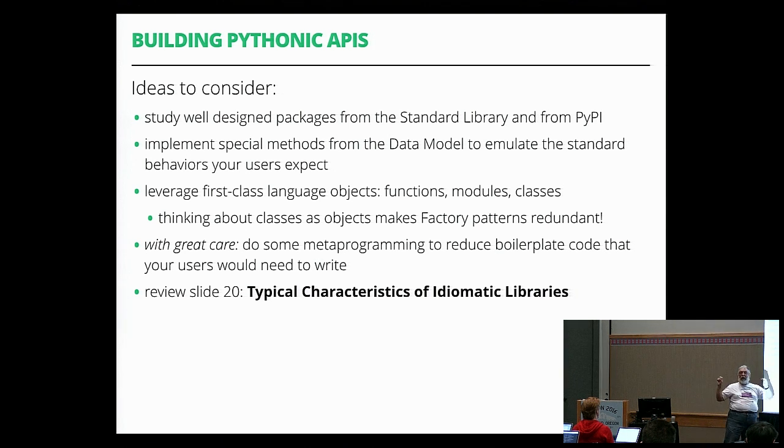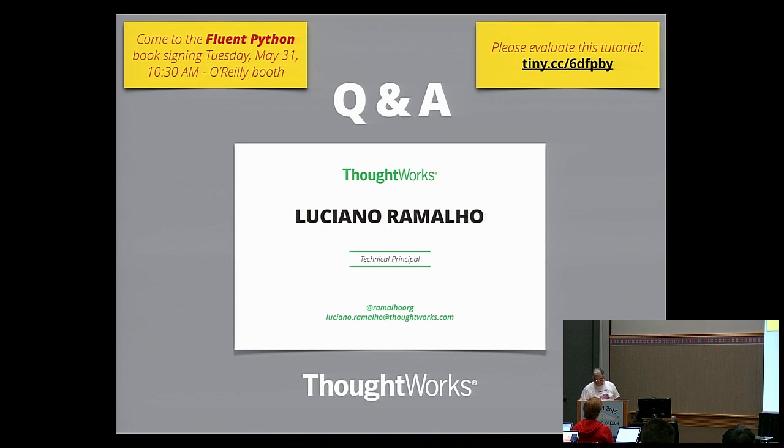And with great care, I put a little emphasis here, because metaprogramming can be a door to shooting yourself in the foot. But do some metaprogramming to reduce boilerplate code that your users would need to write. And review slide 20 of this presentation, which was typical characteristics of idiomatic libraries. There are some other items like this that I put after I showed you the requests and pytest libraries. And this pretty much wraps it.